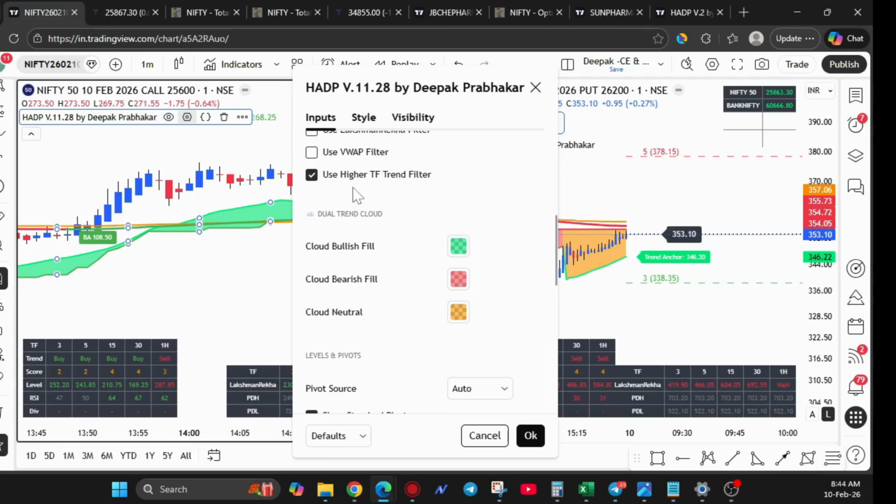For a free version, you don't get 1 minute candle, you will use only 3 minutes candles. So when you switch this on, if you are trading on a 3 minutes candle, your 5 minutes candle must be in buy. Only then it will print buy signals on your 3 minutes chart. That is what it means. Similarly, if you are on a 3 minutes chart and you get a sell signal, that will be printed only if your 5 minutes is into sell mode. That is what this Lakshman Rekha does.